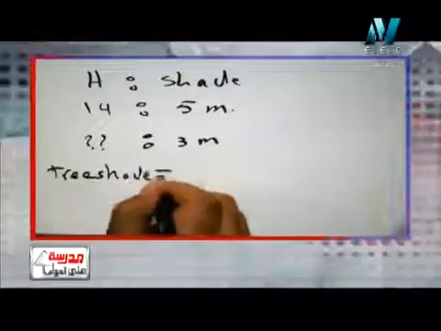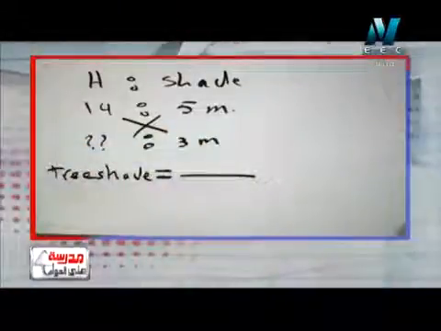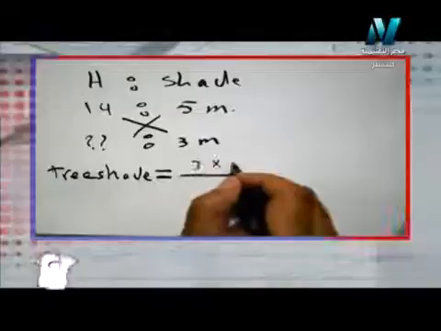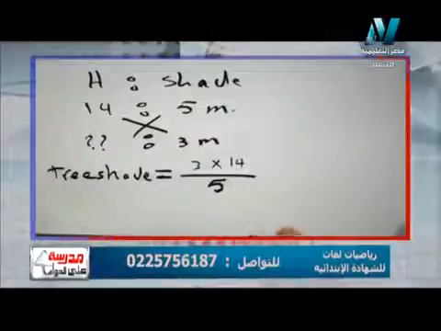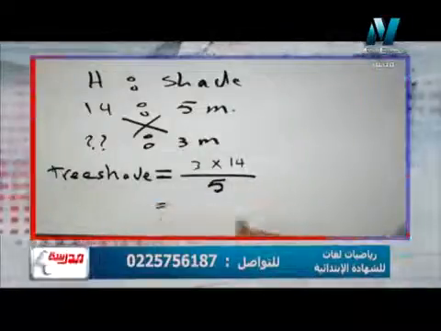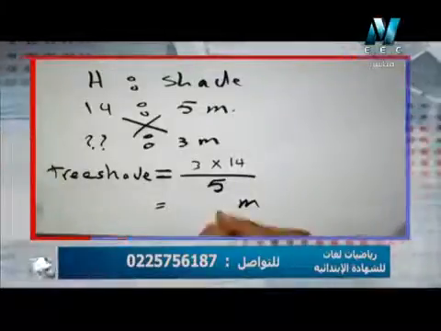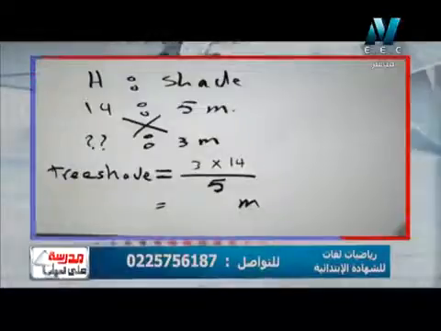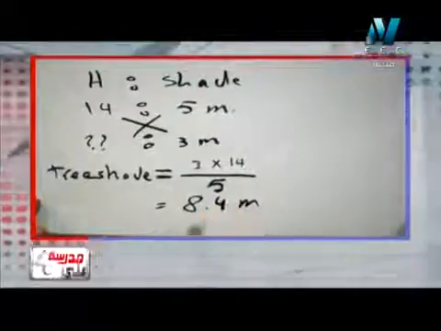Very good. Excellent. أنا سامعك وأنت بتجاوب كويس قوي. The same rule. Very good. 3 times 14 over 5. You can use your calculator. Mr. Yasser can help us to get the result. 3 times 14, divide what? Divide 5. Excellent. The result will be 8.4 meters.